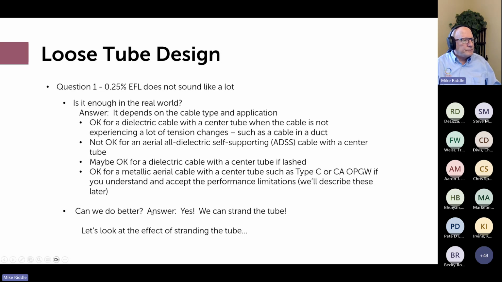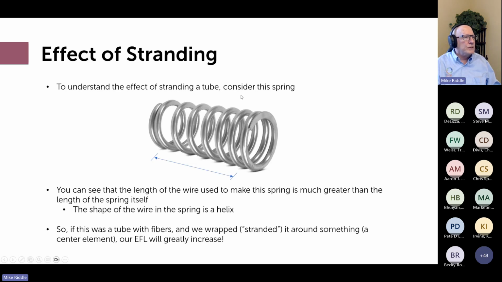But let's go back to this question of can we do better? And the answer again is yes, we can. We can strand the tube. So let's look at what happens if we strand the tube. To understand the effect of stranding, take a look at this picture of a spring. You can immediately understand that the length of the wire that went into making this spring is much greater than the overall length of the spring. And the shape of the wire is called a helix. So you can understand intuitively that if this was a tube and we were stranding it around something in the center, we would have greatly increased our EFL.